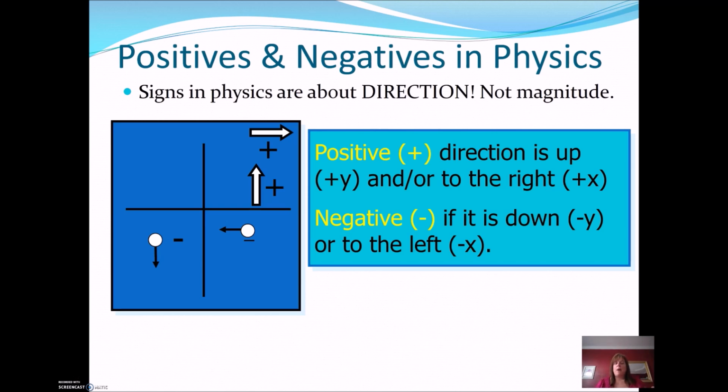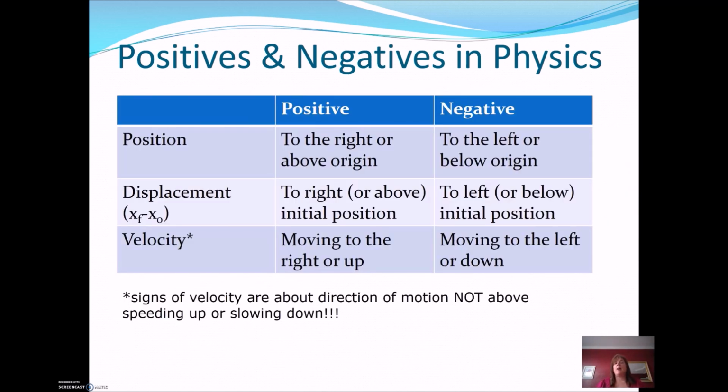This is important because positives and negatives are important from a direction standpoint, but they are important from a math calculation standpoint. So let's talk about positives and negatives in physics. From a position standpoint, a positive position would be to the right or above the origin, whereas negative would be to the left or below. Displacement is very much similar to that. A positive displacement, again, would be to the right or above your initial position, and negative would be to the left or below your initial position. So it's about where did you start? It's a reference from where you started.